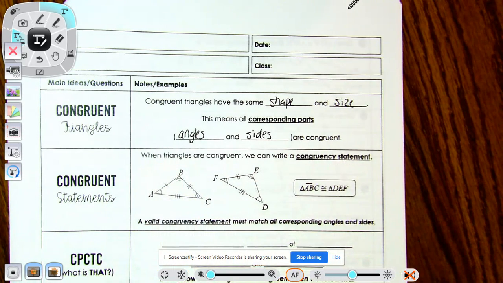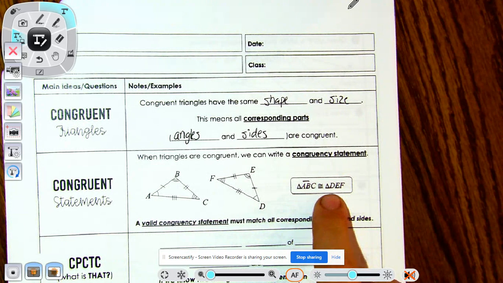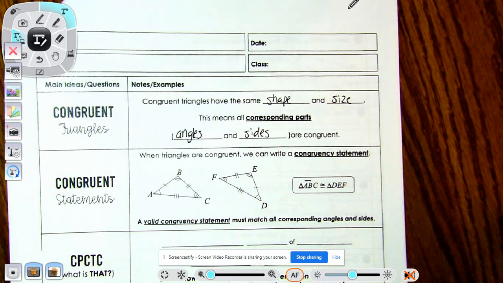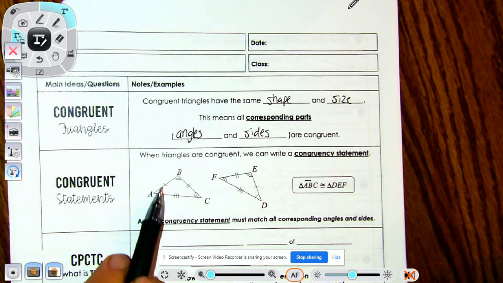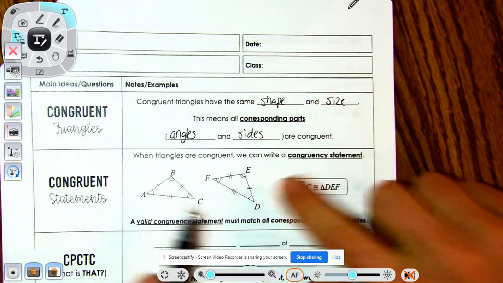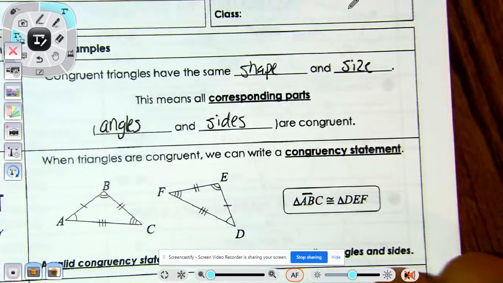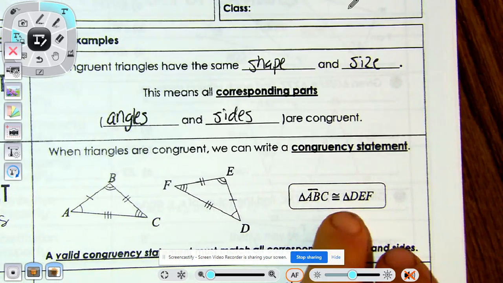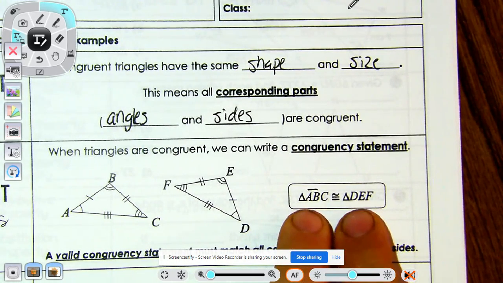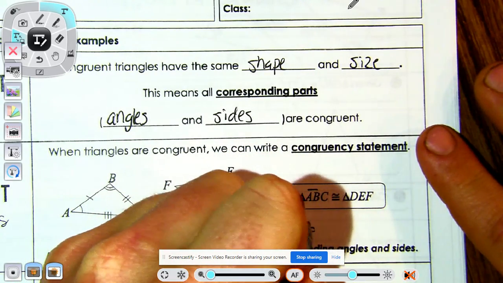So our next point here, when triangles are congruent, we can write a congruency statement. So it told me right here that triangle ABC was congruent to triangle DEF. That means the angles and sides are going to be congruent up here. So you can see right here, AB, it had one tick mark. It was congruent to DE. That's what we can get from this congruency statement. See how AB was the first two letters listed, DE was the first two listed over here as well. Those are corresponding sides. AB being congruent to DE.